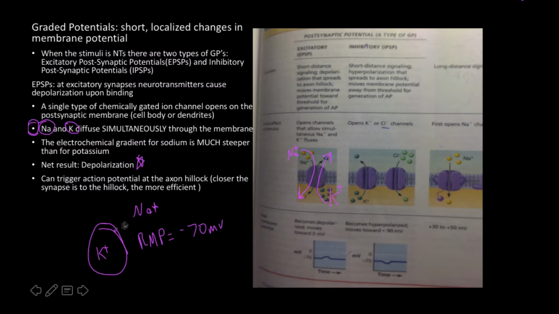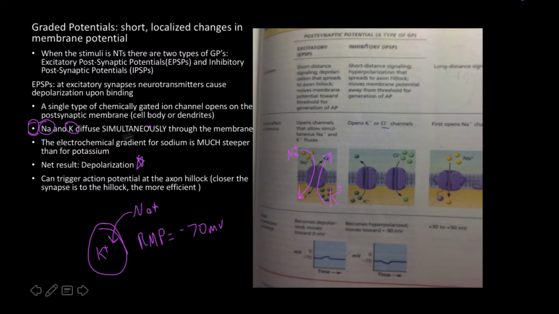So what that means is that sodium's electrochemical gradient, so the desire that sodium has to go inside the cell in order to reach equilibrium, is a lot stronger than potassium's desire to leave the cell. Potassium just wants to leave the cell based off of concentration gradients, not really so much with charges. Okay, so yeah, potassium does leave. It doesn't leave in as large of a quantity as sodium does.